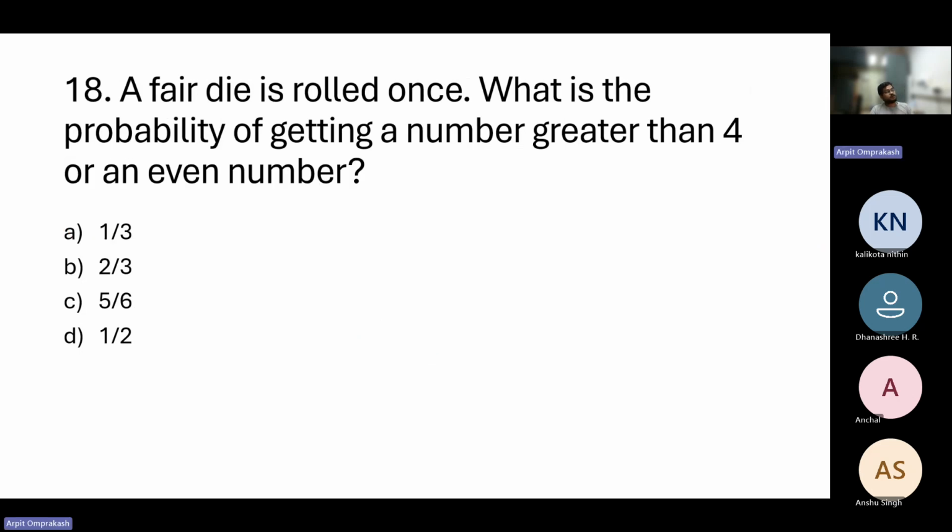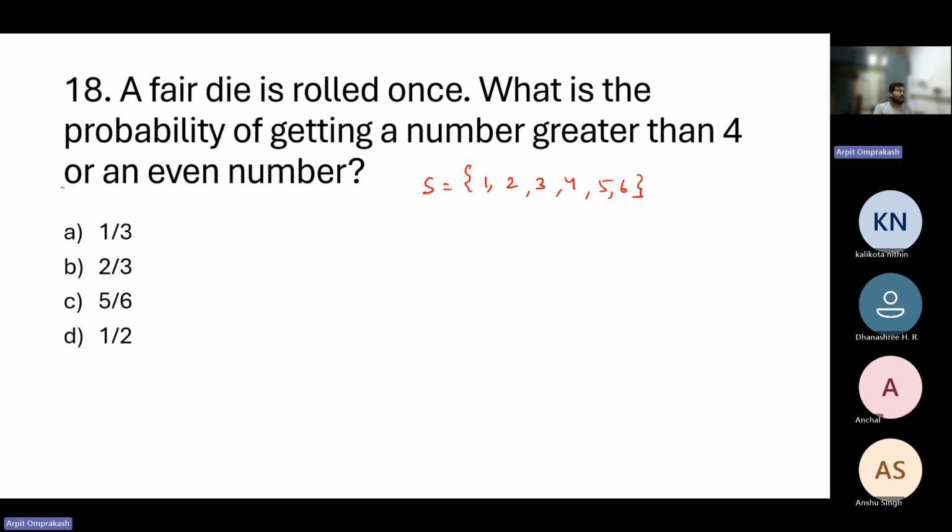A fair die is rolled once. What is the probability of getting a number greater than 4 or an even number? Right. So again, here we can say that our sample space is 1, 2, 3, 4, 5, 6, because the dice is rolled only once. We can get any one of these values. So we are asked to find the probability of getting a number greater than 4 or an even number.